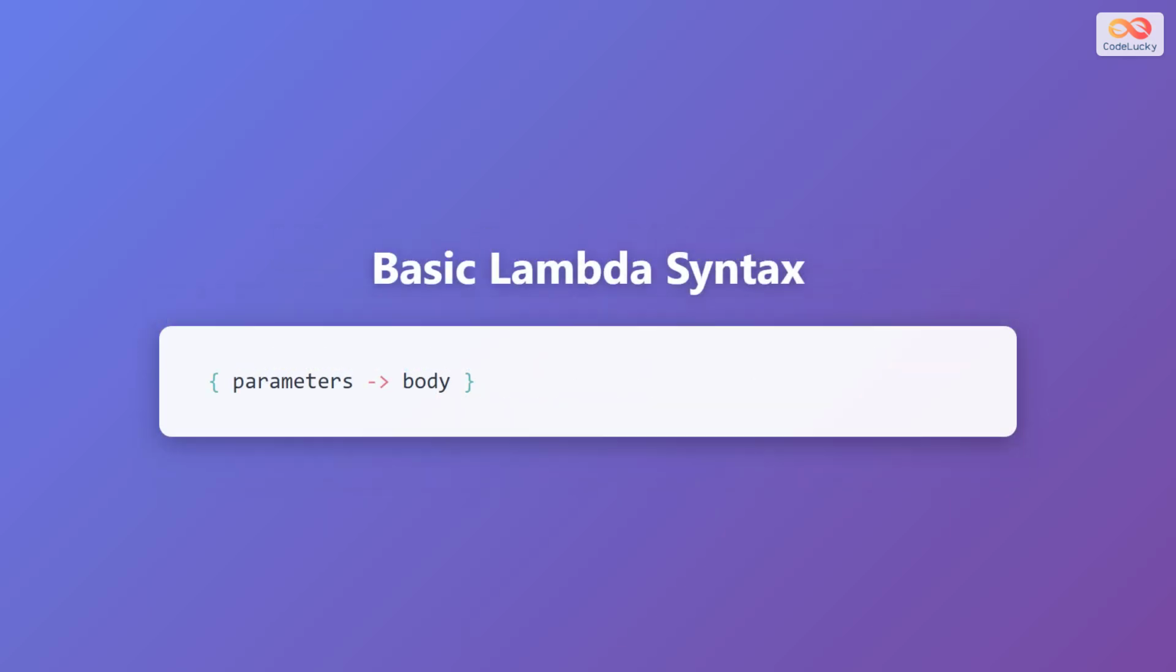The basic syntax of a lambda expression in Kotlin is quite straightforward. You start with curly braces. Inside, you specify your parameters, followed by an arrow symbol, and then the body of the function. The arrow separates the parameters from the function body. Everything is enclosed within the curly braces. This simple structure makes lambdas easy to read and write once you get familiar with them.